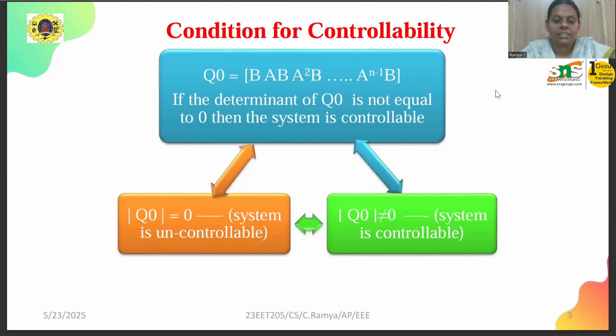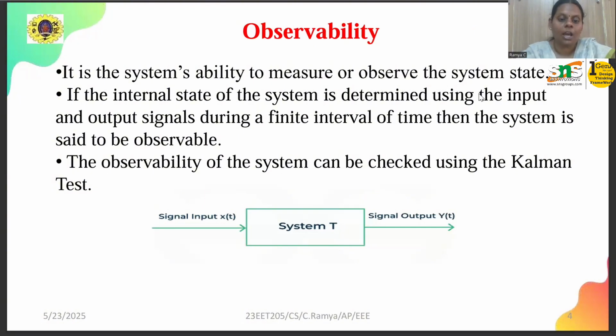If you find the determinant of Q_c, the controllability matrix, and the determinant is not equal to 0, we can say that the system is controllable. If the determinant is equal to 0, we can conclude that the given system is uncontrollable. So this is about controllability, and next we are entering into observability.